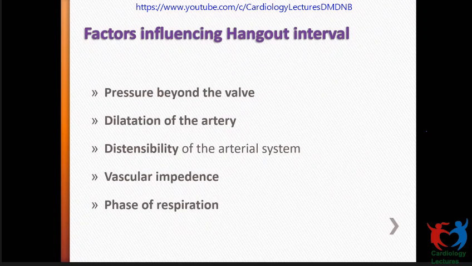Dilatation: the bigger the artery, the more is the hangout. Distensibility: the better the distensibility, the better is the hangout. Vascular impedance, this is probably the single most important. Impedance is the opposite of resistance, and impedance is lower in the pulmonary circulation. With the lower impedance, it can take more blood. So when you say vascular impedance, you are technically saying that there is less resistance to flow. If there is less resistance to flow, even after the pressure crossover, the blood will prefer to flow in that direction, and that is low in the pulmonary circulation.